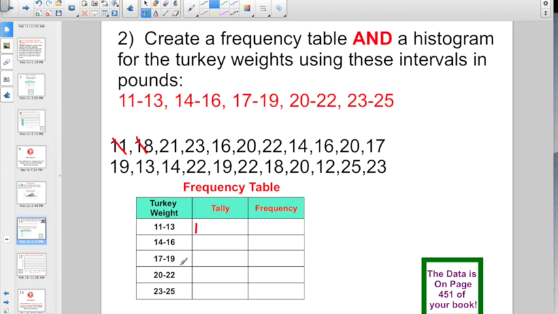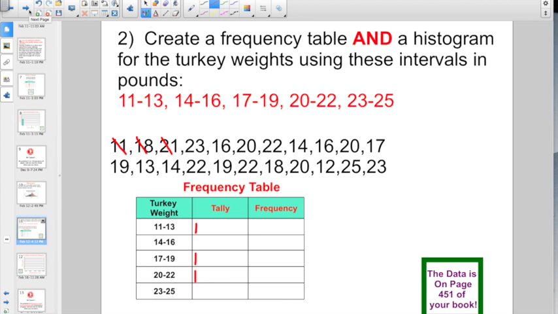18 is my next one. 18 falls between 17 and 19, so I'll put a tally here. Then I have 21. 21 is going to fall in between 20 and 22, right? Continue on using the rest of the data on page 451.